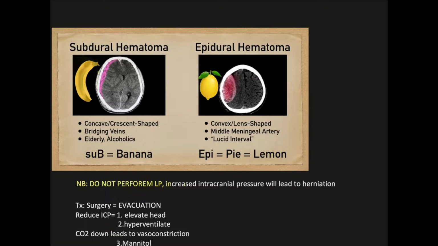While when we come to subdural hematoma, it's more like a crescent or banana. It's more like crescent, concave, it's not a convex shape.